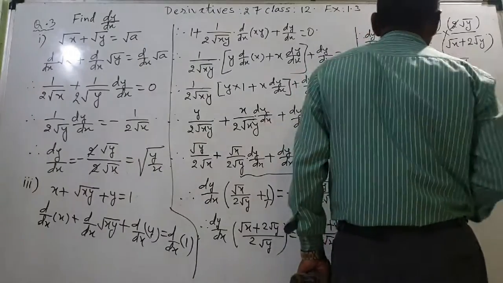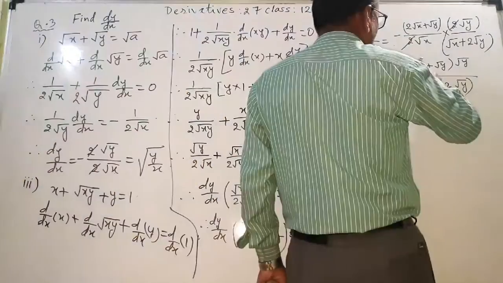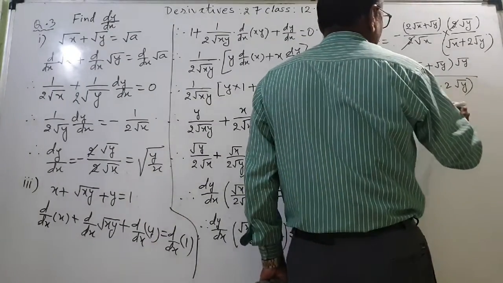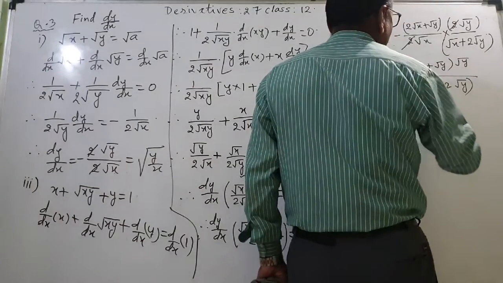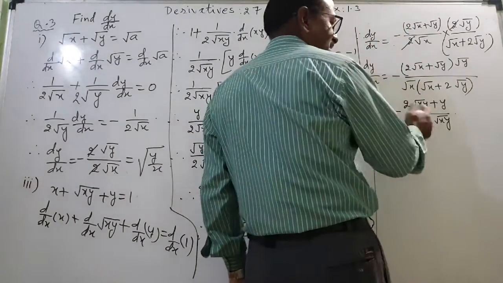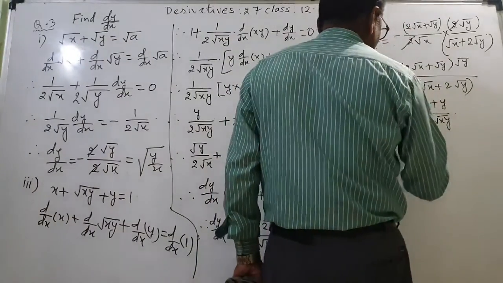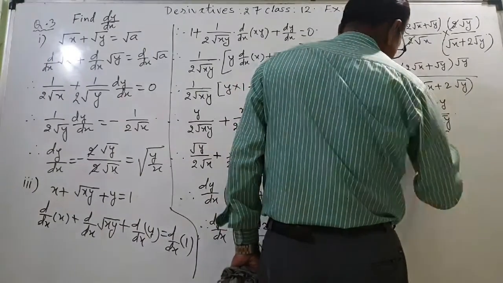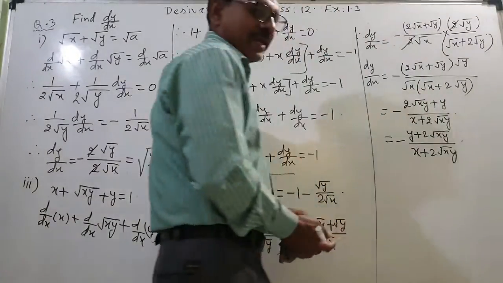Now do the multiplication. Simplification is possible. So minus is here 2 root x into root y. So that will be 2 root x y plus. Now this into this is y upon this into this is x plus this will be 2 root x y. So you can change the sequence, or if you want you can keep as it is, minus y plus 2 root x y upon x plus 2 root x y. This is your dy by dx.